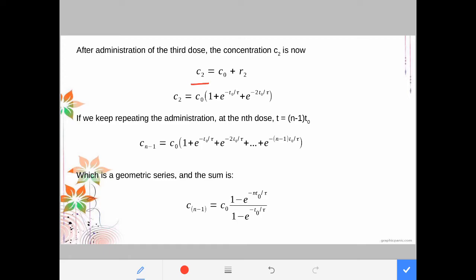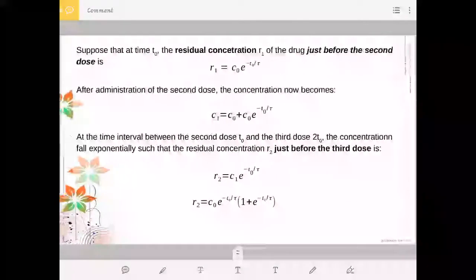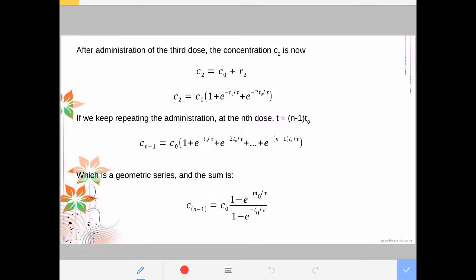So C2 is the concentration of the drug after the third time you administer the dosage. C0 is the dosage you administer, so it's consistent. When you're taking drugs, we do not usually change the dosage. So you have C0 and C0, another constant C0 added to the second residual, R2, the residual concentration just before the third dose. From our definition of R2, we just substitute here and you get this value. This is the concentration just after the administration of the third dose.